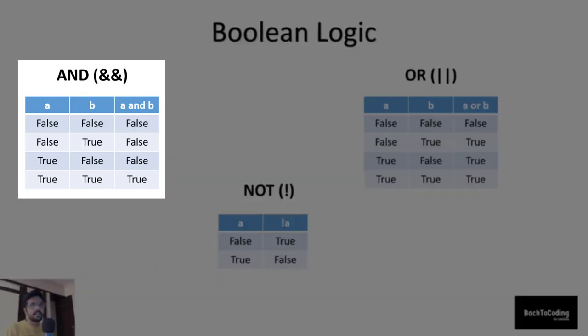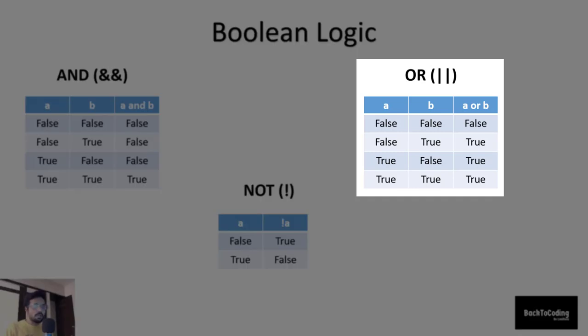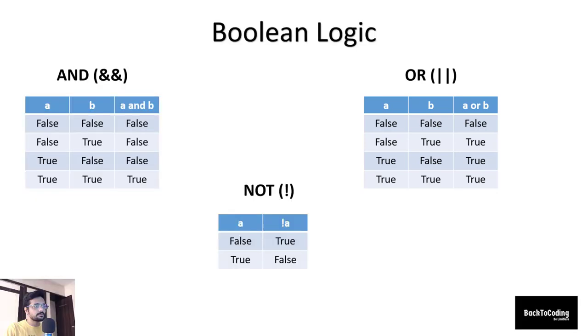AND logic says that if both of the conditions are true, then the output is true, otherwise it's false. It means false and false gives you false, false and true gives you false, true and false gives you false, true and true gives you true. When it comes to OR logic, if both are false, then false, otherwise it's true. It means false and false gives you false, false and true gives you true, true and false gives you true, true and true gives you true.